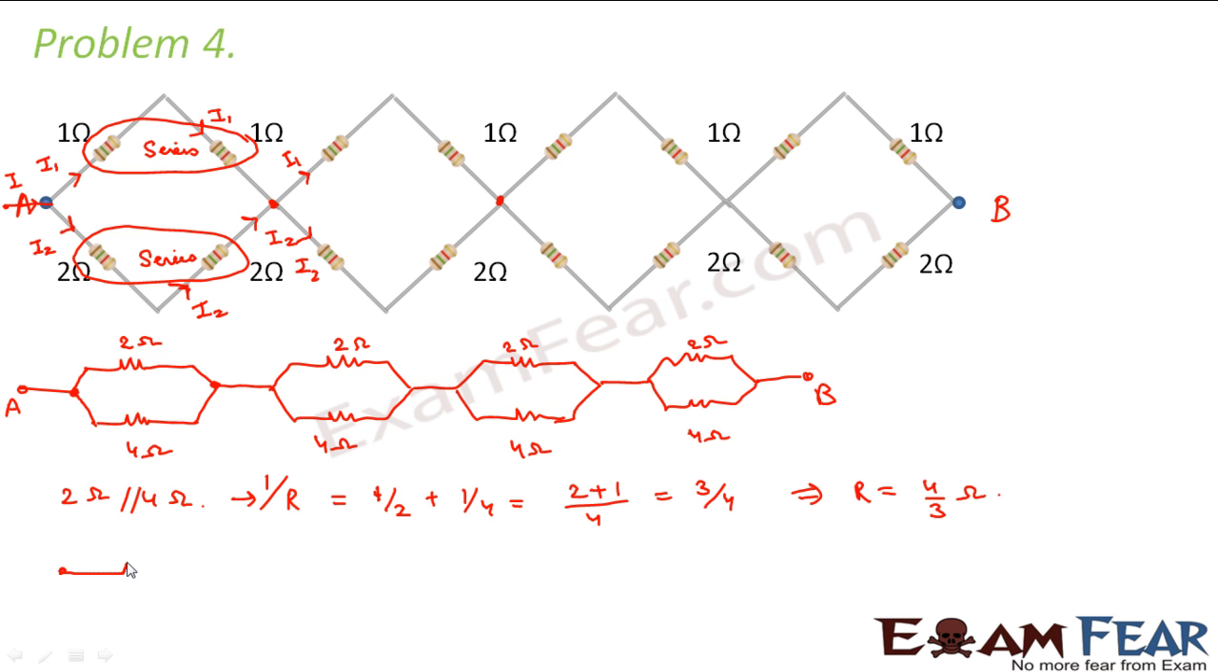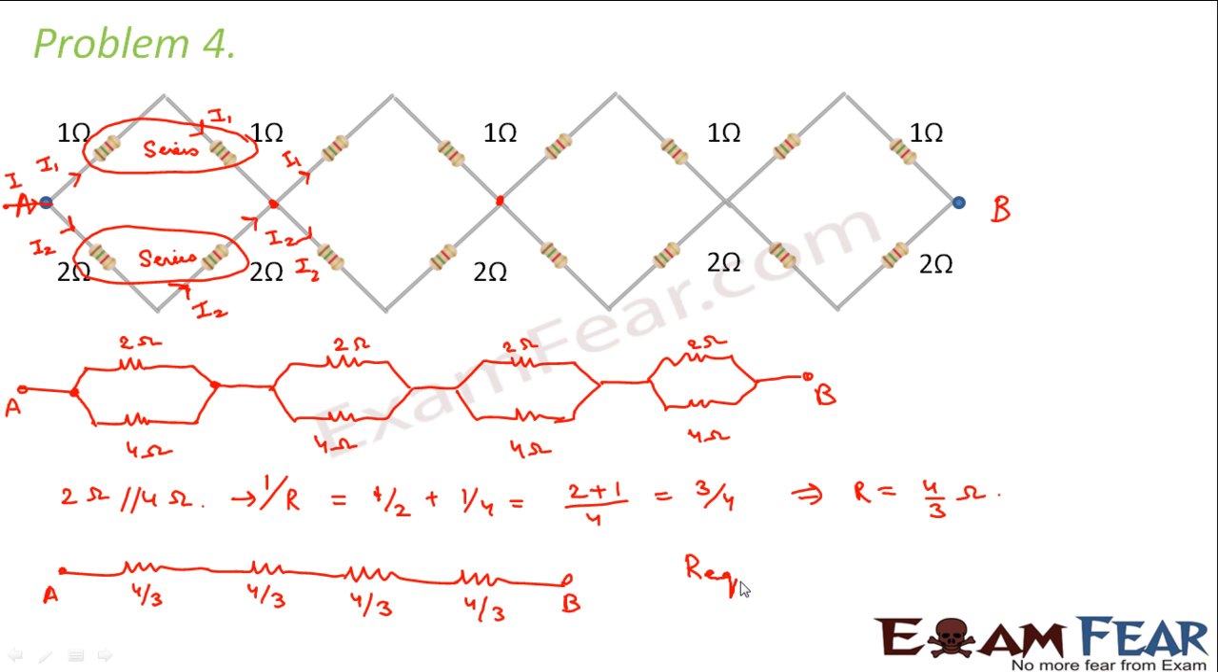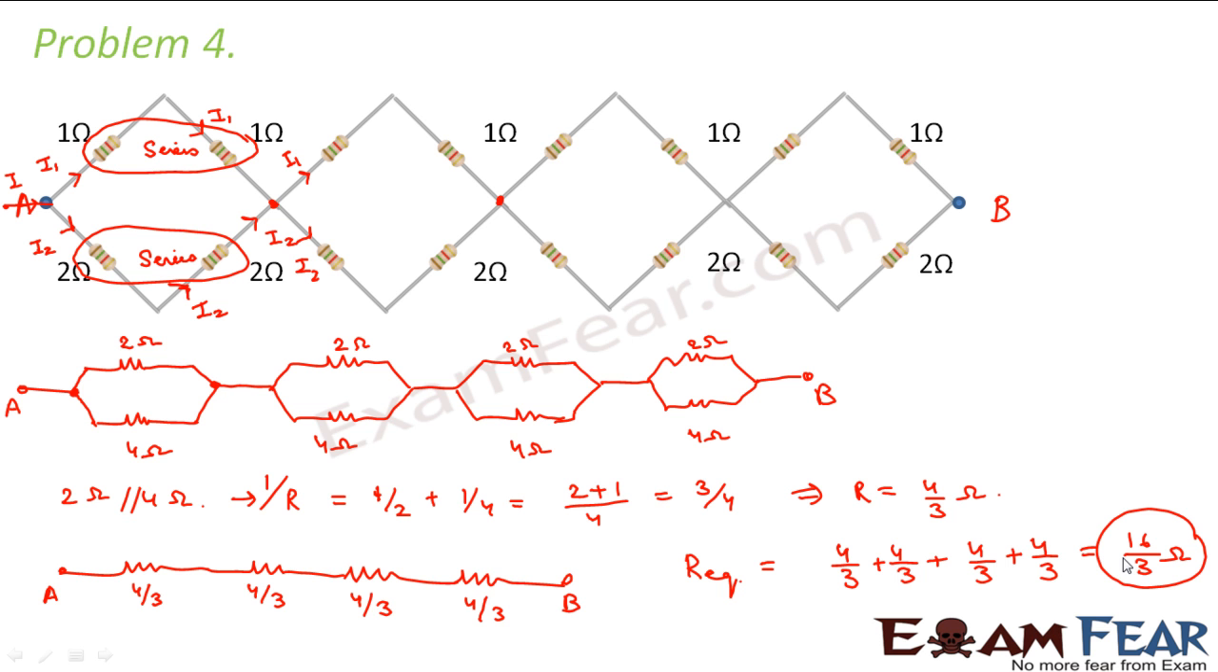So now your circuit becomes like this. Instead of 2 and 4 ohms, you can just write R, that is 4 by 3. So similarly, you will have 4 such resistances, right? This is point A, this is point B, and these are all 4 by 3 each. So now what will be the equivalent resistance of the circuit? Now you have these 4 resistors in series. That means 4 by 3 plus 4 by 3 plus 4 by 3 plus 4 by 3. So that is equal to 16 by 3 ohms. So this is the equivalent resistance of the circuit.